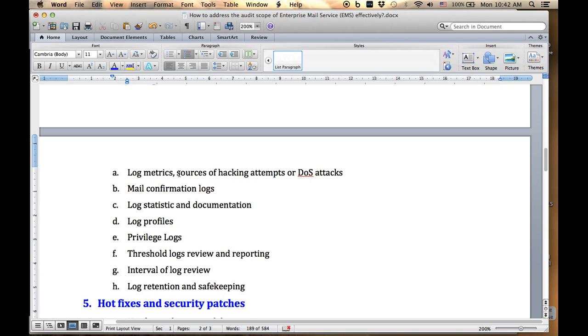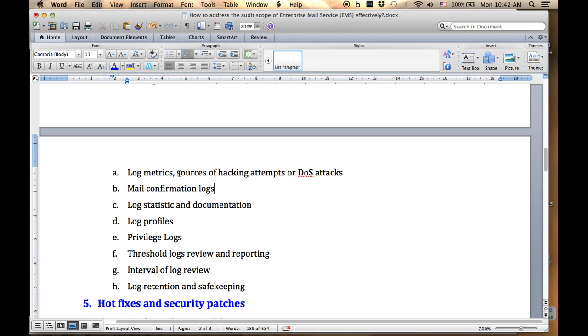And the next is log profile. So we need to identify what kind of profile the log has, like log ID, log description, log owner, what is the period that the log comes from, the stakeholder of the log, something like that. So the next is privilege log. So we need to identify who accesses the log and the user right on the log.